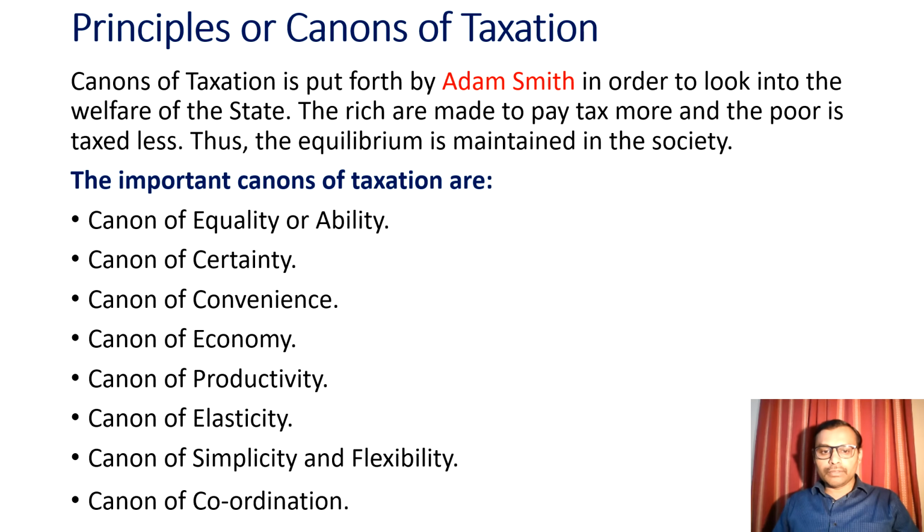Next is the canon of convenience. Coming to the canon of convenience, tax should be collected in a manner and at a time convenient for the taxpayer. Say, for example, next year I am earning the money, but this year I have to pay the tax before earning. It should not be like that. It should be convenient in nature. For example, income tax is collected after the financial year, when people have calculated their earnings. Finally, when you are filing your income tax, they will tell you how much you need to pay. That is going to be considered.